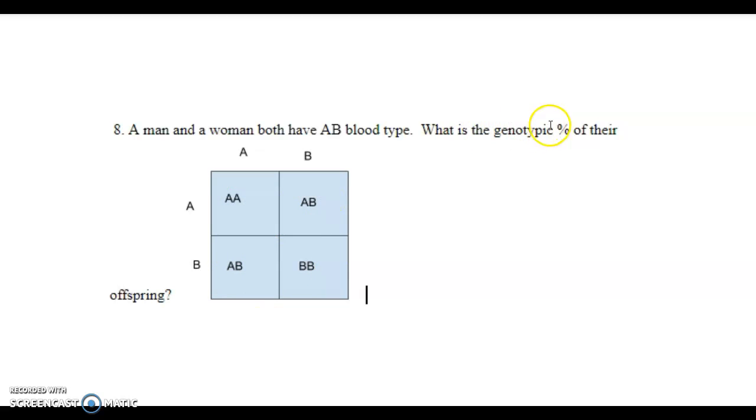So what is the genotypic percent of their offspring? Well, we have 1 AA, so that would be 25% AA, which phenotypically would be type A blood. 25% BB, which would be type B blood. And then we have 2 ABs, so that would be 50% type AB blood.